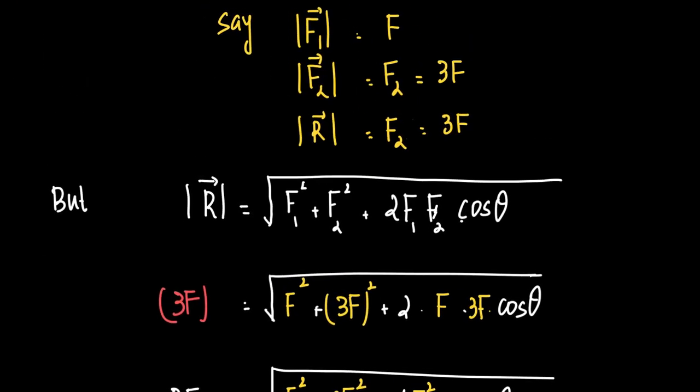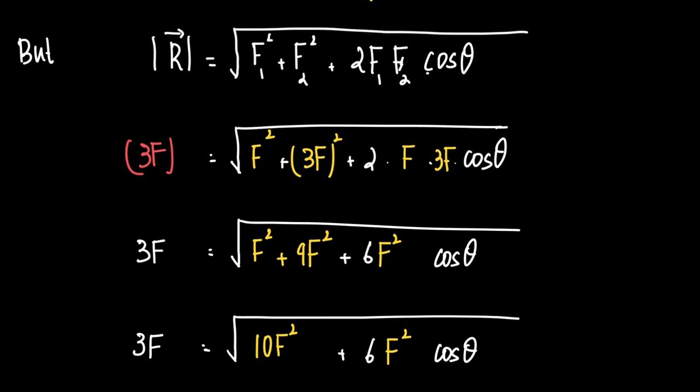Now, when we plug in these values, we have magnitude of R is equal to square root of F1 square plus F2 square plus 2F1F2 cos theta. F1 is F here, F2 is 3F, R is also 3F. Now, 3F the whole square is 9F square. 2 into 3 is 6. F into F is F squared. So we have F squared plus 9F squared, which is 10F squared, plus 6F squared times cos theta equal to 3F.